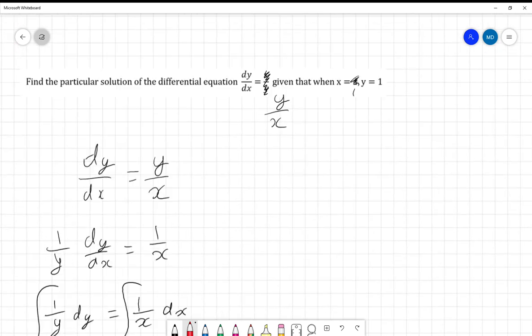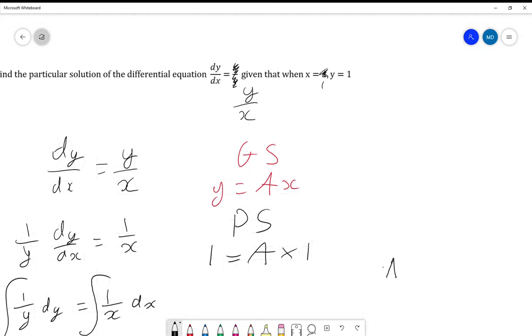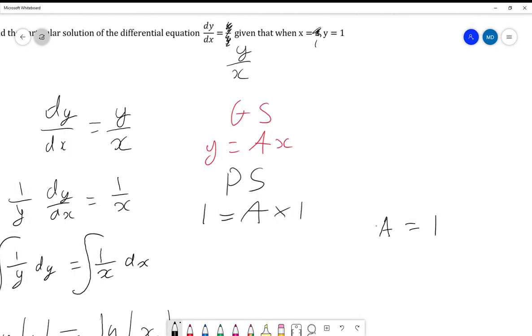So that's our general solution, y equals some multiple of x. And so for our particular solution, we're going to have 1 is equal to a times 1, because we've got x equals 1, y equals 1, and that tells us that a is equal to 1. And so in fact, the particular solution to this differential equation is y equals x.